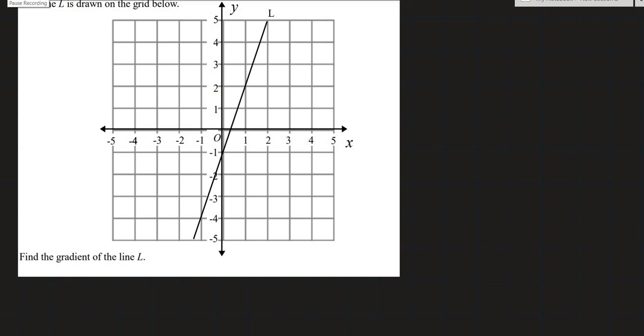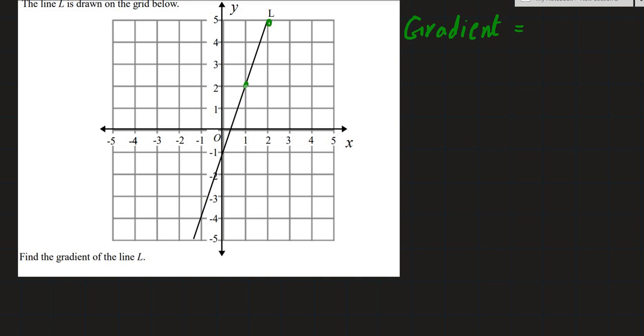Okay guys, so there's another example. In this example we're going to find the gradient with the help of 2 formulas. First we're going to do rise over run. So I'm going to write it down over here, gradient. We're going to pick any 2 points. I can see this point is touching that line, so I'm going to pick this point, and for the other one I'm going to pick this point.